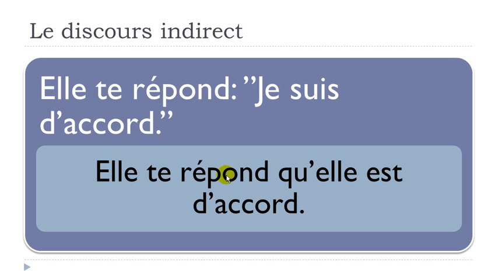So elle te répond, it doesn't change, okay? Que, that, remember, that's the key thing of this discours indirect. Que, that, but then in that case needs to go away because we've got a vowel after. So qu'elle, so je will have to be transposed to elle, of course, because the subject here is elle. Et d'accord, of course the verb is changing as well, okay?